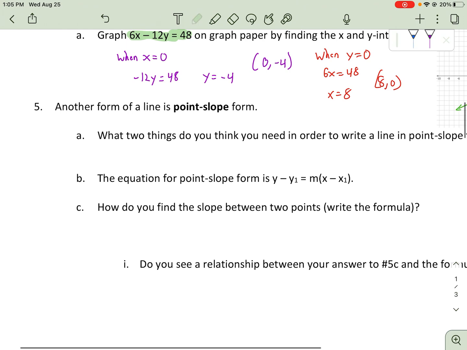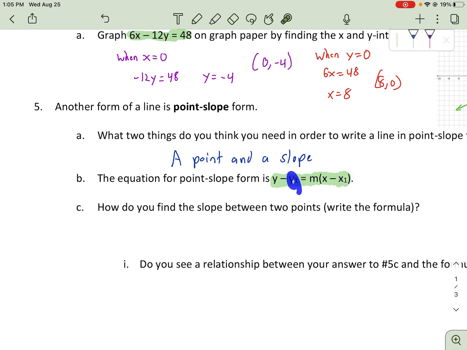So not clever names, as I may have mentioned. A point and a slope are the 2 things we need. Now the equation for point slope form is this. So here's what it looks like, where x1 is just the x value of the point that you have, y1 is just the y value of the point you have, and then m is your slope.